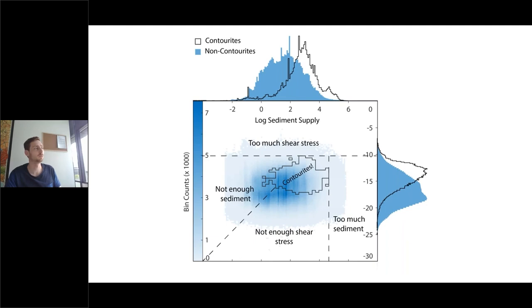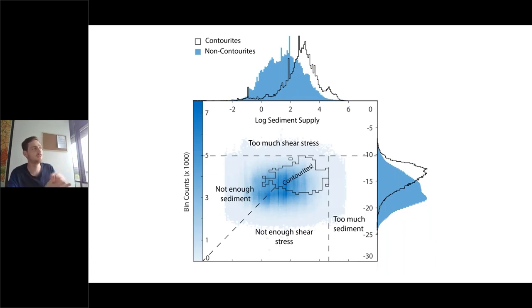total data plot, which shows you that they like to form in this region of relatively high sediment supply, relatively high shear stress, but not too high, right? If your shear stress is too high, then you're going to get an erosional system. If the sediment supply is too high, the system is most likely to be dominated by turbidity currents or other processes that are not bottom current related.